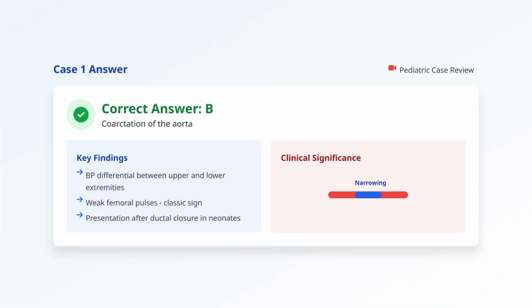The correct answer is B. Coarctation of the aorta. This condition presents with a blood pressure differential between upper and lower extremities. Weak or absent femoral pulses are a classic finding. Neonates with critical coarctation often present after closure of the ductus arteriosus, which had previously provided blood flow to the descending aorta, bypassing the coarctation site.